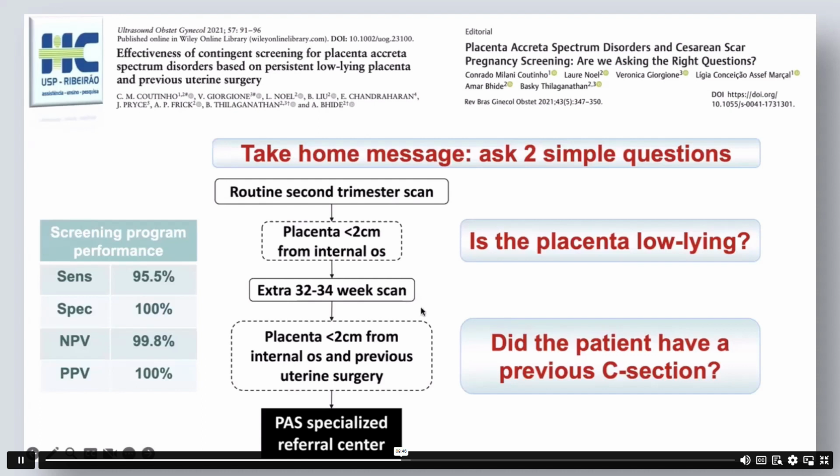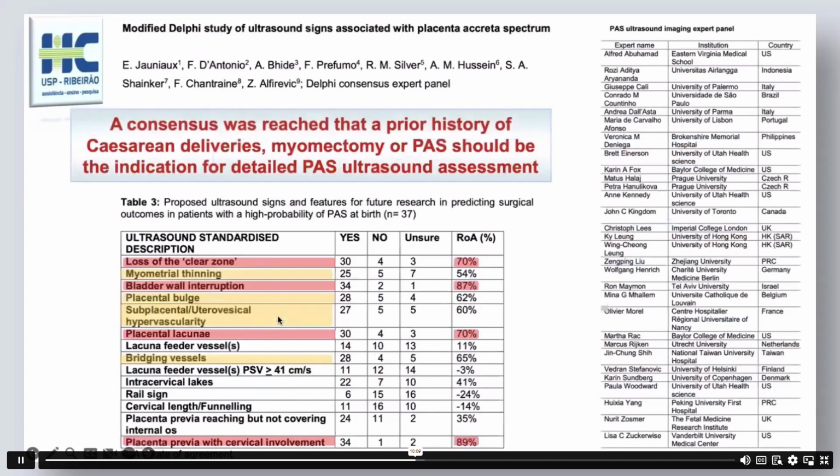And if the placenta is low, we have to know if the patient has previous uterine surgeries, because if she has previous uterine surgeries and a persistent low-lying placenta at the third trimester, this patient has to be referred to a specialized center to confirm or exclude this diagnosis. With this strategy, 96% of accretas are going to be diagnosed before delivery, which can save lives.